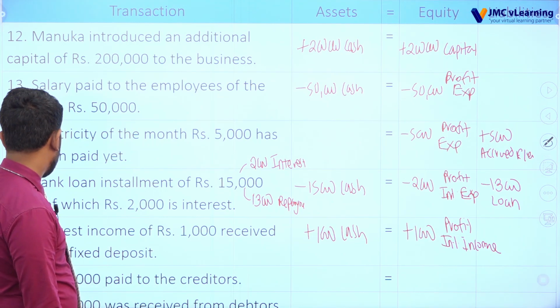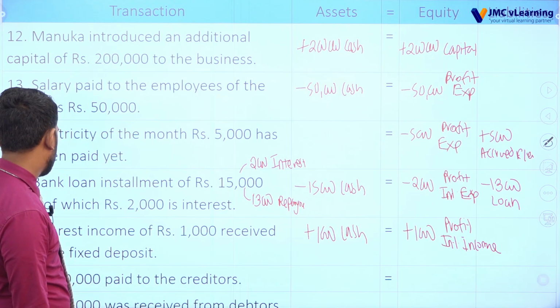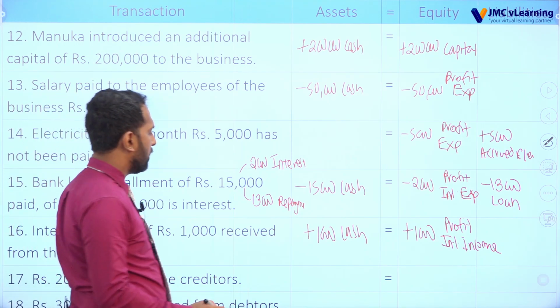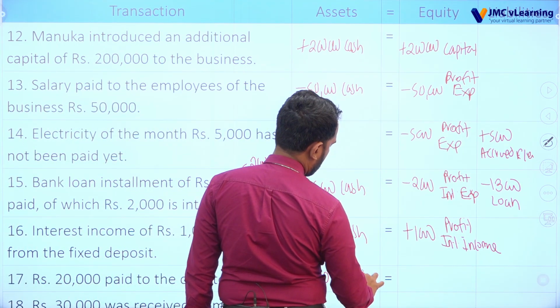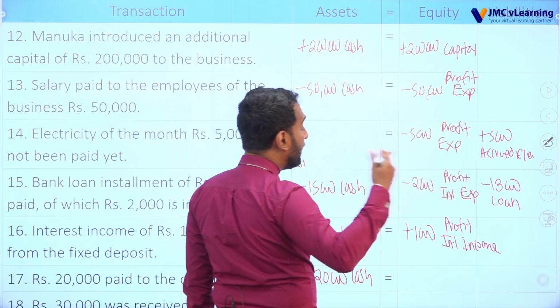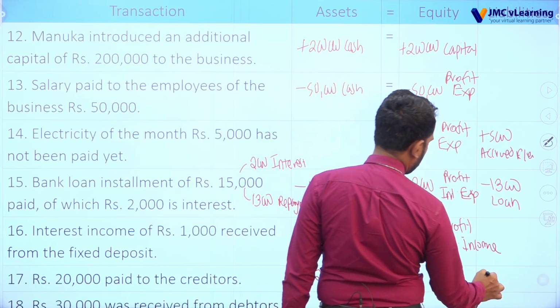Rupees 20,000 paid to the creditors. When you are making the payments, cash comes down. We are paying to the creditors, so the creditor's liability will come down.